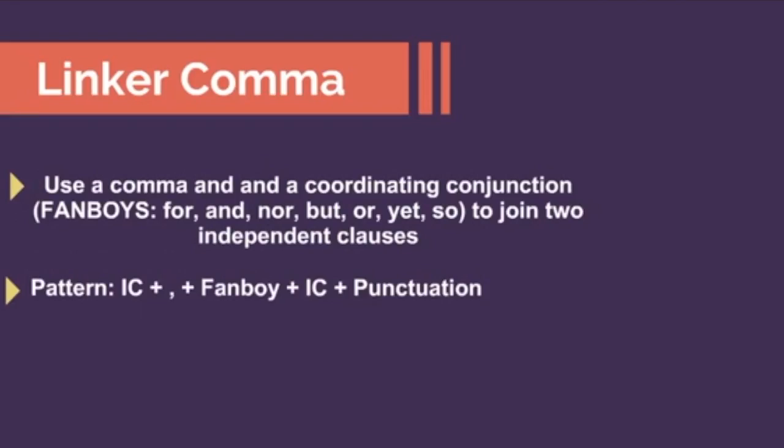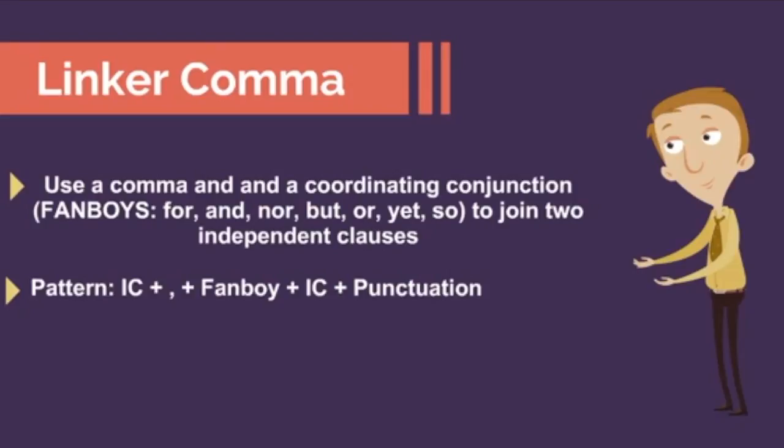The third type of comma is the linker comma. For the linker comma, we need to know what coordinating conjunctions are. They are known as the fanboys because the conjunctions are for, and, nor, but, or, yet, and so. When using a fanboy to connect 2 independent clauses, you must use a linker comma.